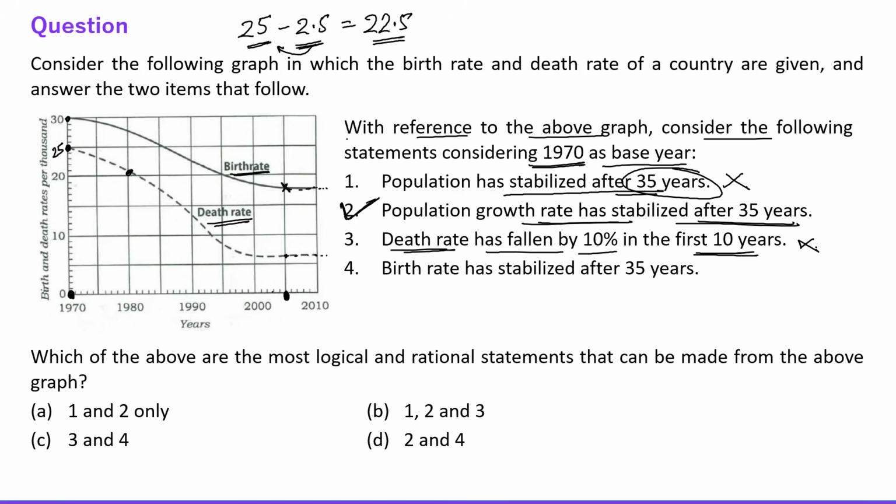Now let's talk about the fourth option: birth rate has stabilized after 35 years. After 2005, the birth rate is almost constant. Yes, it is correct. So the second and fourth options are correct. So D is the right choice, everyone.